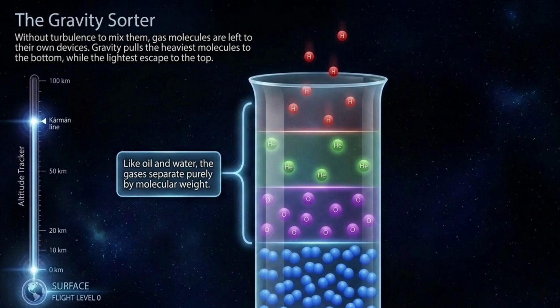Now let's understand how the gases become separated in the heterosphere. We can think of gravity as a natural sorter. In the homosphere, strong turbulence keeps the gases mixed. But in the heterosphere, the atmosphere is much thinner and there is very little mixing. As a result, gravity becomes more effective in separating the gas molecules according to their molecular weight. For example, we can compare this process with oil and water.